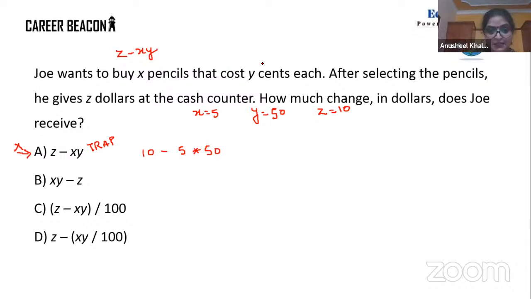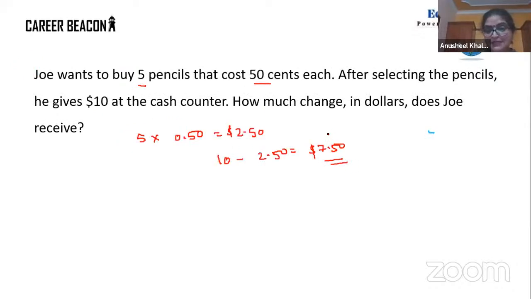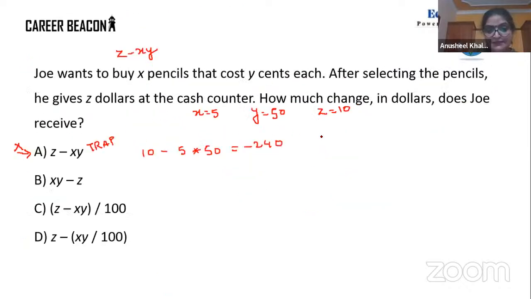Good, Arnav. Your answer is correct. The correct answer is not A. It is in fact D. So let's see how. 10 minus 5 into 50 is going to give me minus 240. Right? So 240 cannot be the correct answer because when we solved this question, our answer was 7.50. So option A does not match 7.50. So my target answer must be 7.50. Right? So this is out.